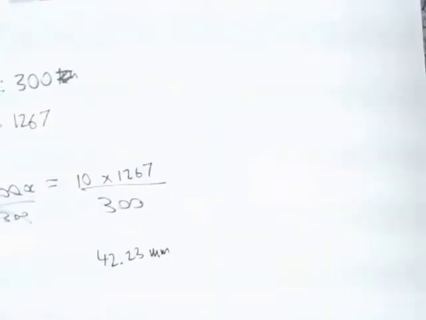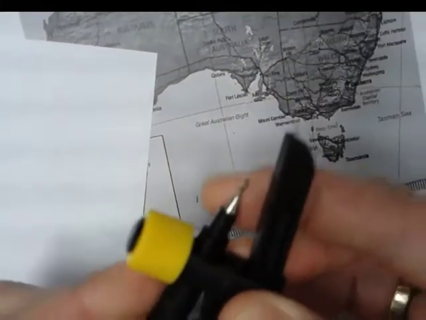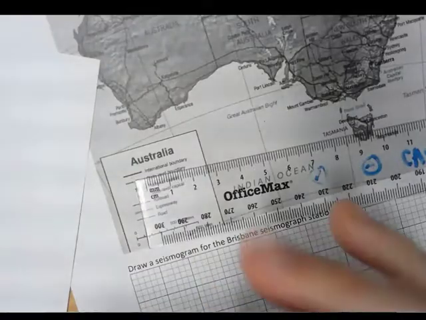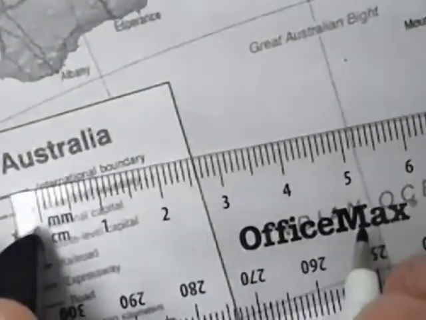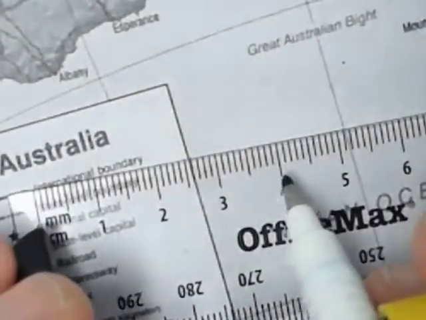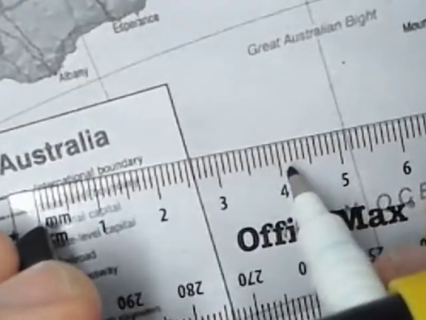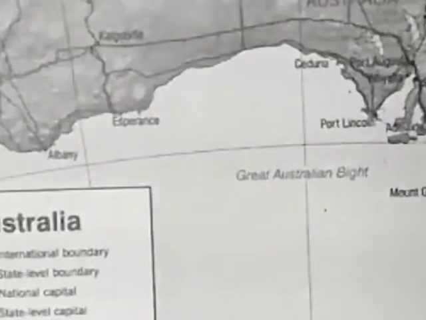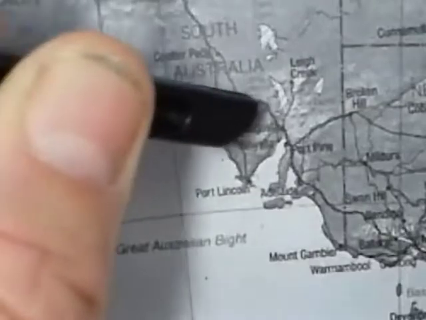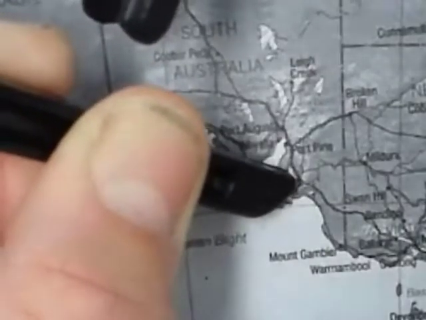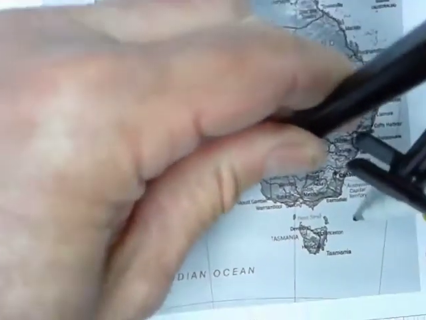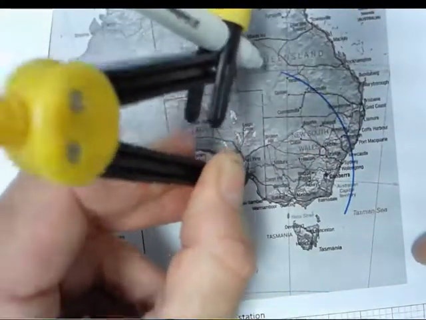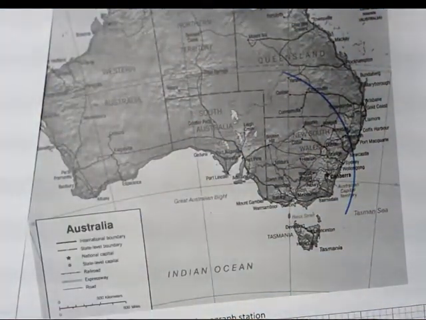Okay, so now we get our trusty compass. We need to go 42. Now we're not going to be able to do 42.23, so that's 42 and a smidge after that. Now this is for Adelaide. So Adelaide is actually here. There's Adelaide, it's a little bit hard to see. And so we're just going to go around like this for Adelaide. Okay, so that's the first one.